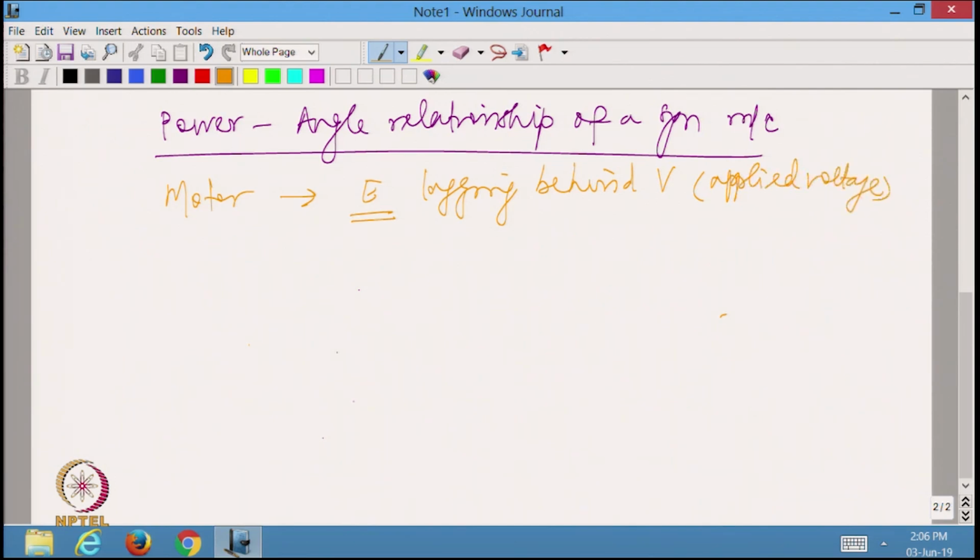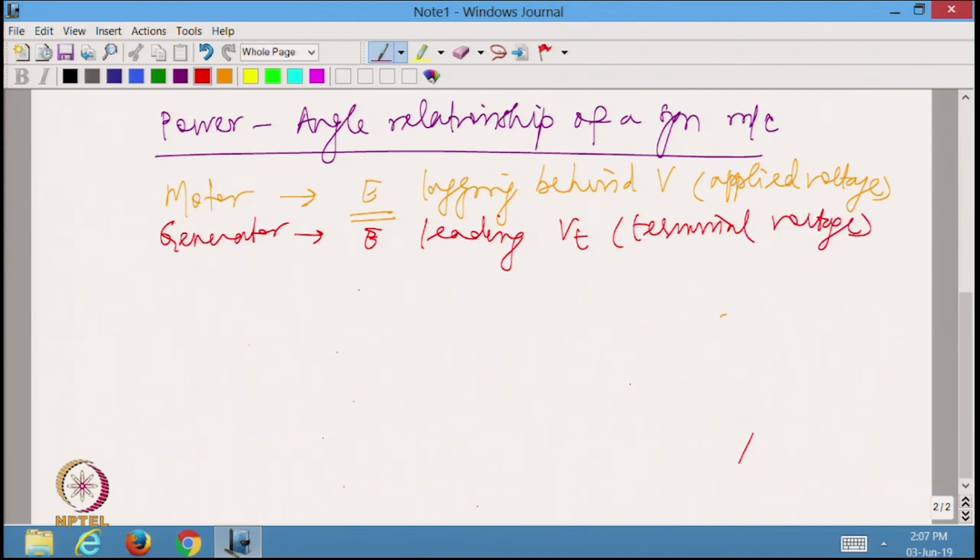Whereas, if we are looking at a generator, we are going to have E leading, because this is the induced EMF which is the root cause for any voltage that is appearing at the terminal. So, this will be leading whatever is the terminal voltage, this is the terminal voltage V.